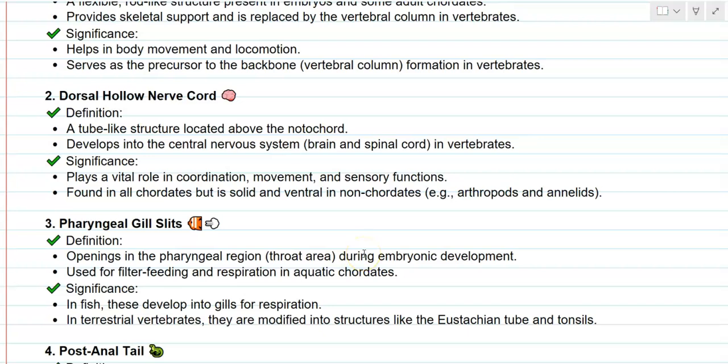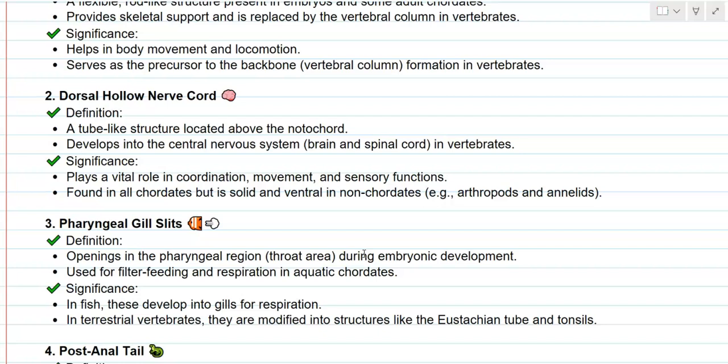This hollow nerve cord is found in all chordates, but it is solid and ventral in the non-chordates. That is mainly in the arthropods as well as annelids. From the embryonic development, it will be present ventrally and it will be more solid.